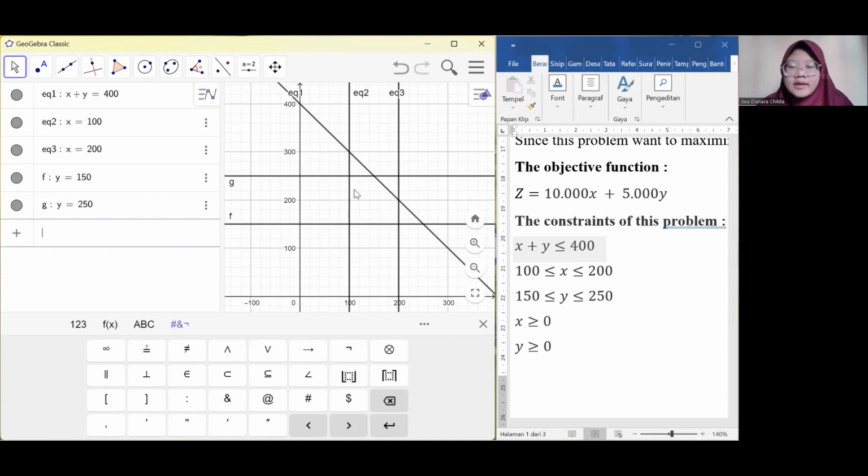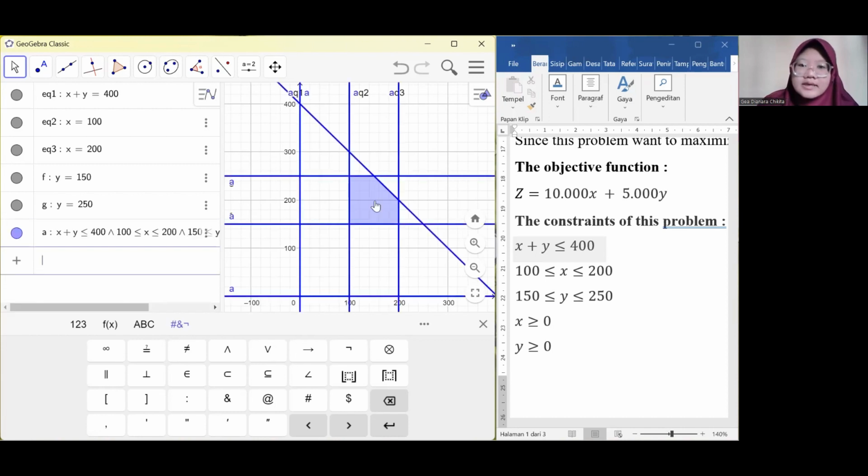Then we can find the feasible area by writing all of these inequalities in one line and combining them with inequality symbols. x + y is less than or equal to 400, 100 is less than or equal to x less than or equal to 200, y less than or equal to 250, and x greater than or equal to 0 and y greater than or equal to 0.